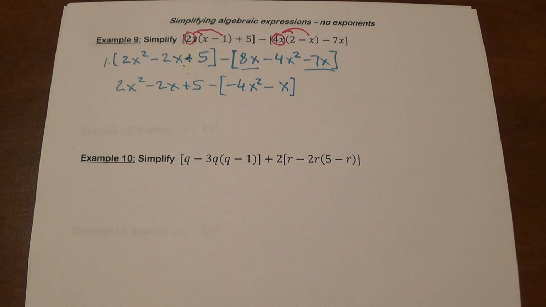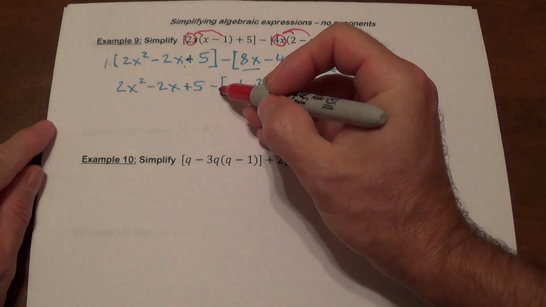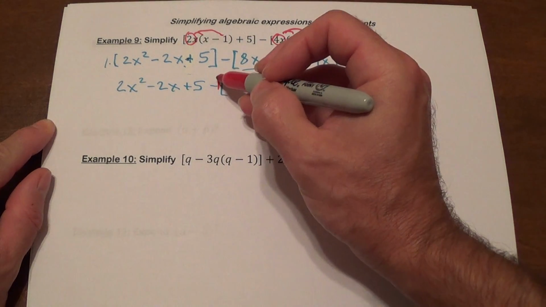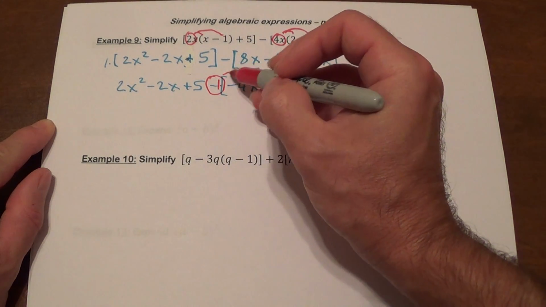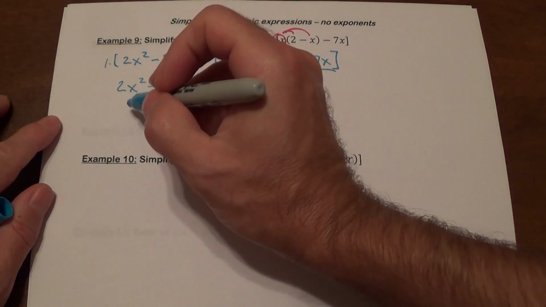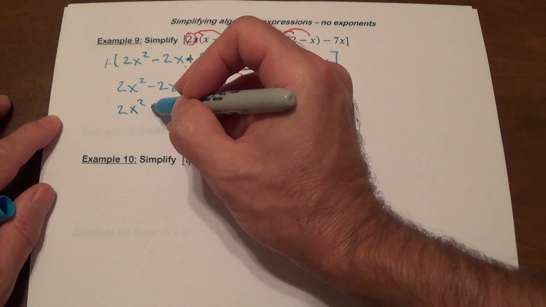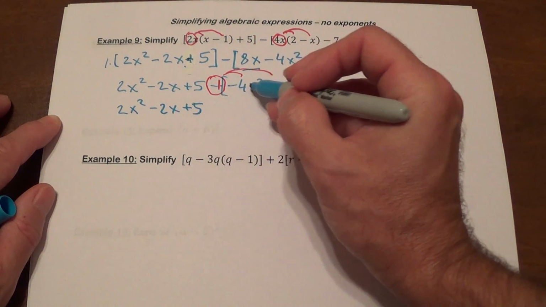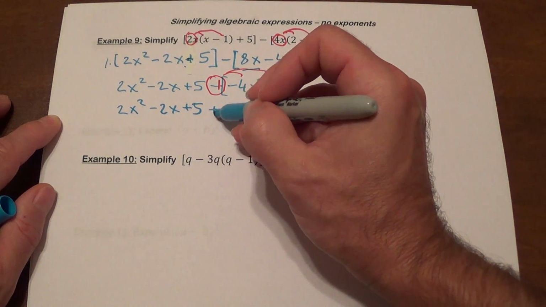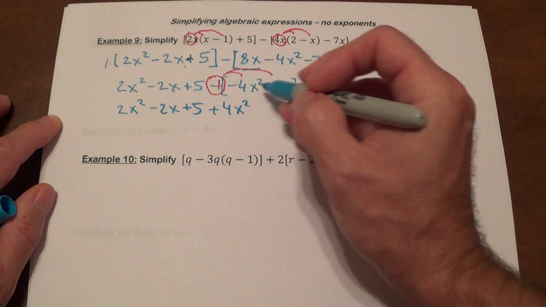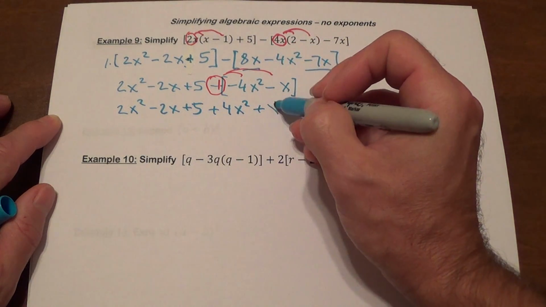I want to point out to you that here we have negative, common mistake, don't make that, it means negative 1, and when we distribute, we got to distribute the whole thing. Negative 1 with the sign. That means we're going to get 2x squared minus 2x plus 5. This is the same. Negative x times negative 4x squared is positive 4x squared. Negative x times negative 1 times negative x is plus x.